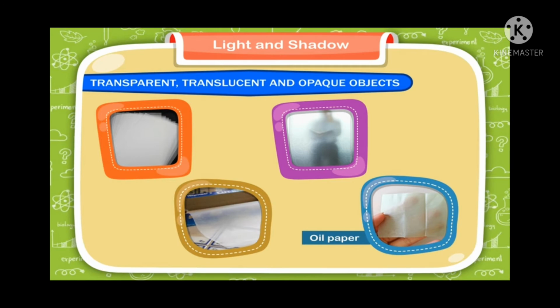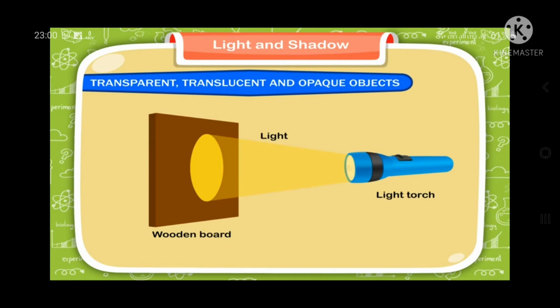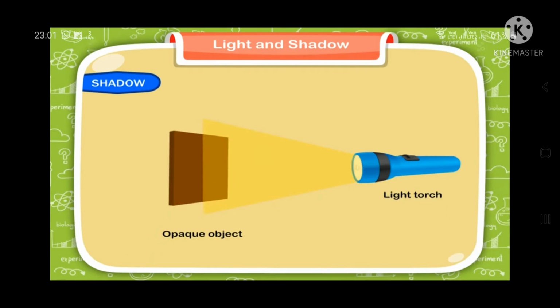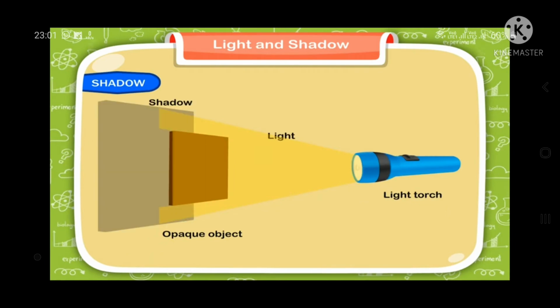The objects which do not allow the light to pass through them are called opaque objects. No objects can be viewed through these objects. For example, wood, chalk, notebook, and bodies of animals are opaque objects. Now, what is shadow? When light falls on an opaque object, it cannot pass through it. When an opaque object is placed in the path of light, a dark patch is obtained behind the object. This dark patch is called its shadow.